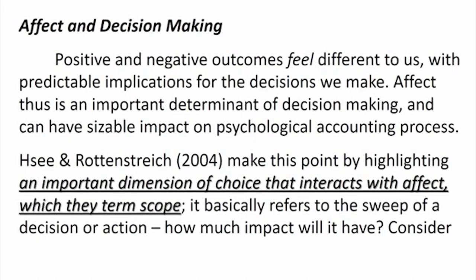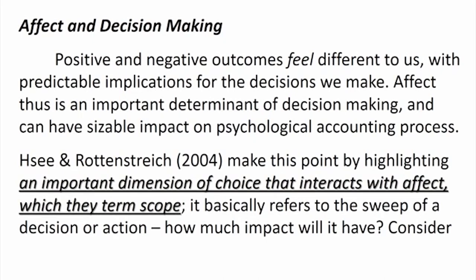So, affect is an important determinant of decision making and can have a sizable impact on the psychological accounting process. It is basically the feeling that you have, the kind of pleasure or pain that you get out of taking a decision, that decides a lot about how you take decisions. Now, Hsee and Rottenstreich 2004 made this point by highlighting an important dimension of choice that interacts with affect, which they term scope. Scope refers to the sweep of a decision or action, how much impact it will have.